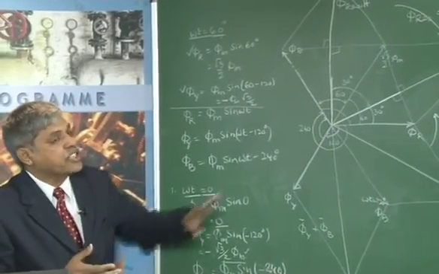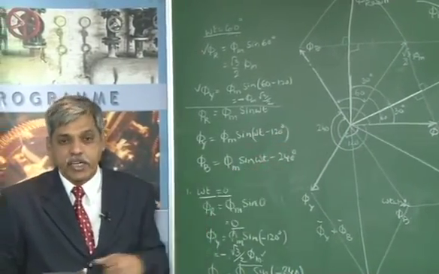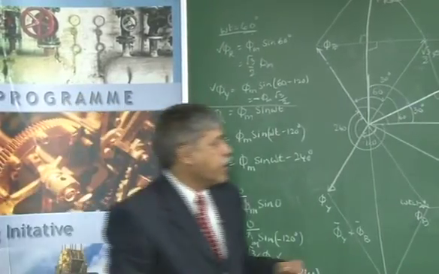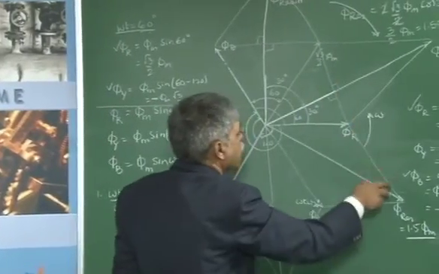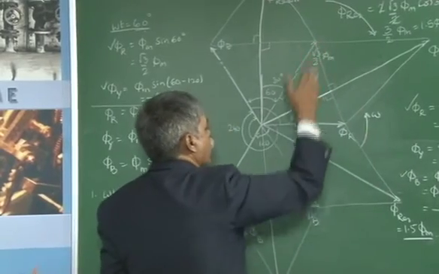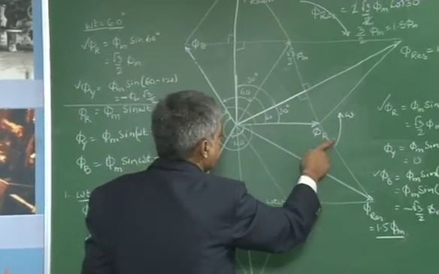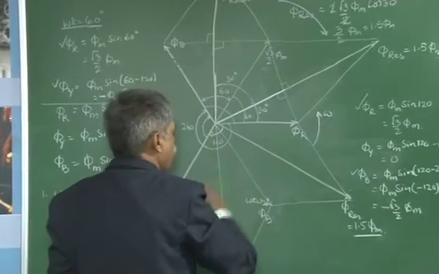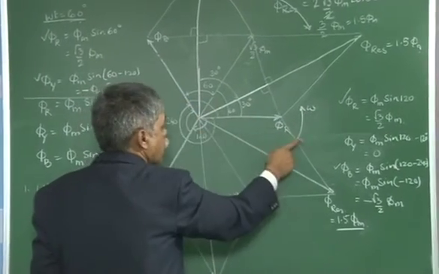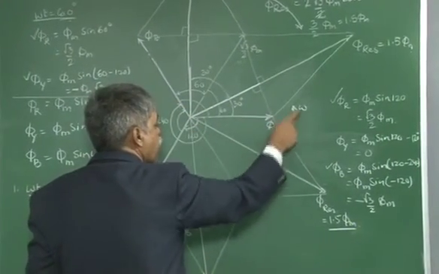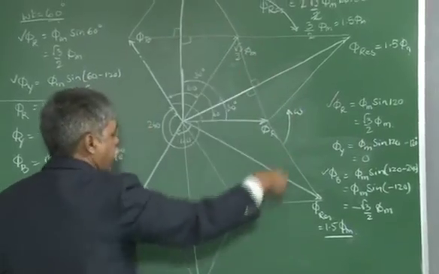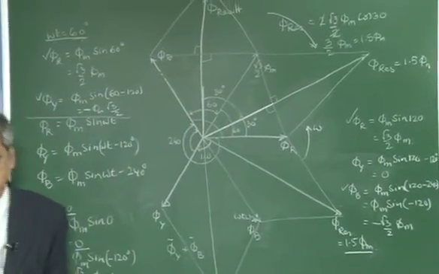Suppose I want to change the direction of rotation of the magnetic field. Instead of making it rotate in the clockwise direction, if I want to have it in the counterclockwise direction, then I need to change the direction of the three fluxes phi r, phi y and phi b. I am supposed to make this clockwise, then the rotating magnetic field will move in the counterclockwise direction.